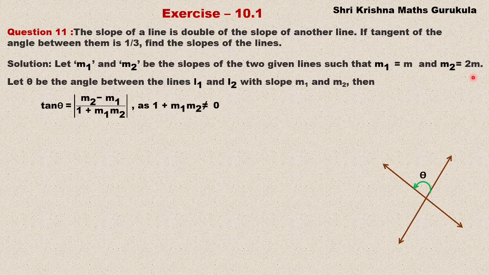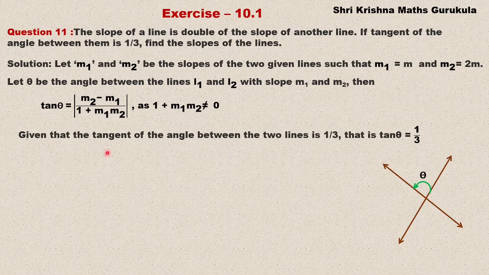So now, when we know the slopes, what is the formula to find the angle between two lines? It is tan theta is equal to modulus of (m2 minus m1) by (1 plus m1 into m2), where the denominator is not 0. This formula we have already learnt and understood. So we are applying the data to this formula. That is, for tan theta we will substitute 1 by 3, and for m1 and m2 we will substitute m and 2m.